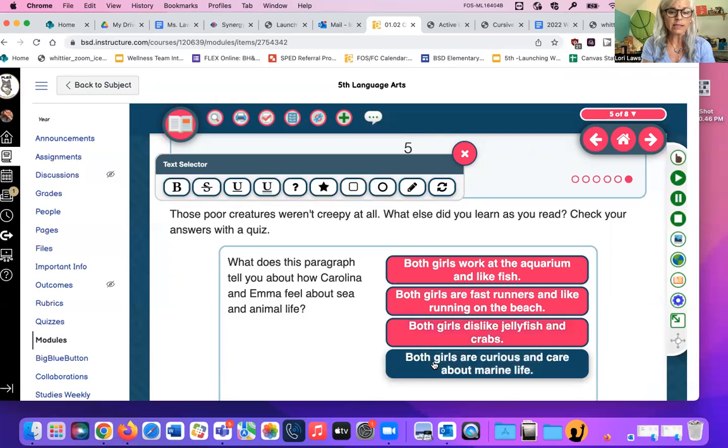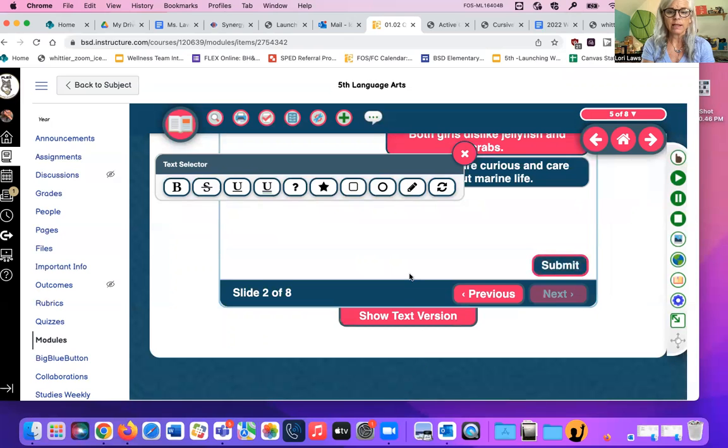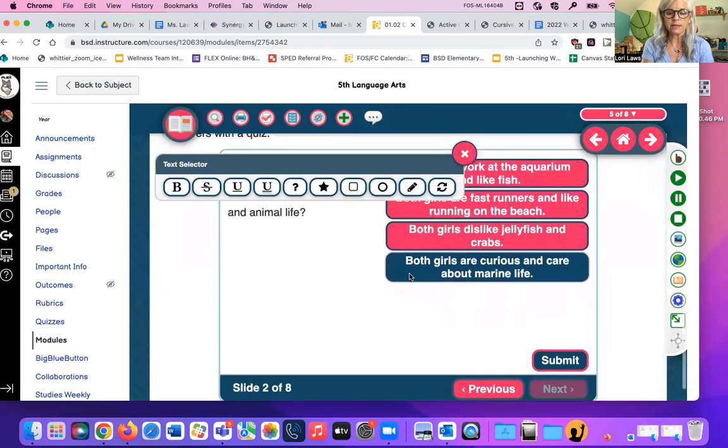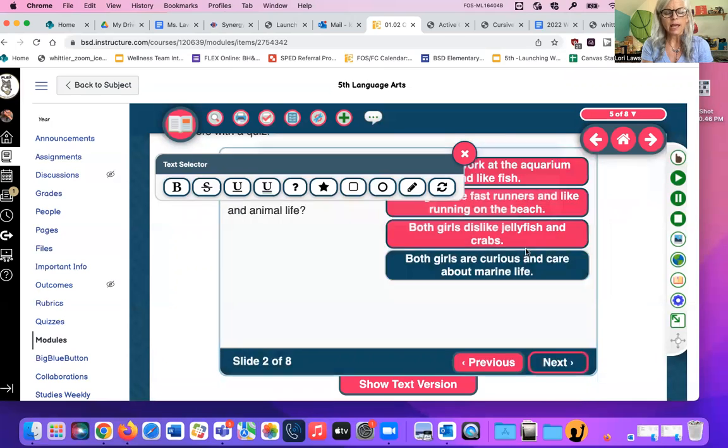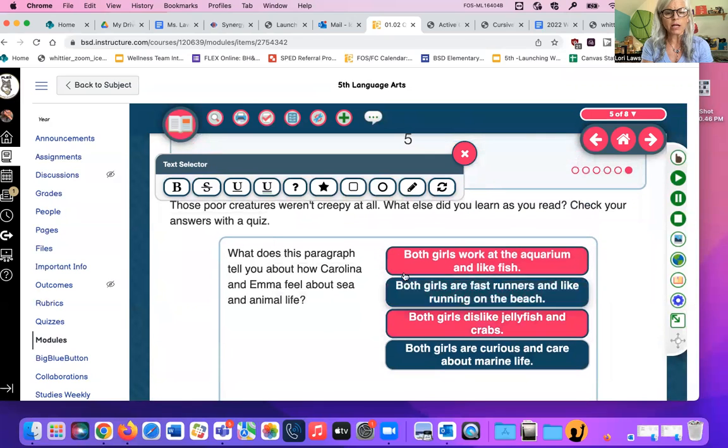Both girls are curious and care about marine life. Oh, I think I like that one. Let's see what they said about it. They didn't say much. Submit. Tremendous work. Your inference skills are increasing. So here it tells you how you did. This is great for your reading comprehension, but it's also really good test practice.